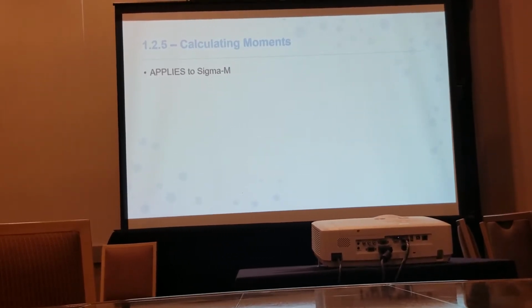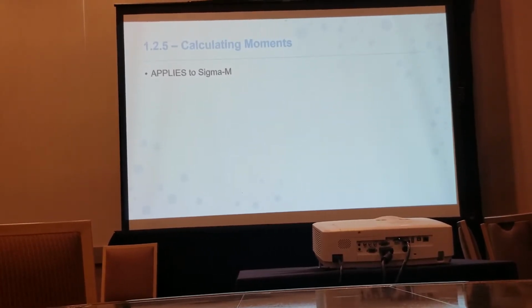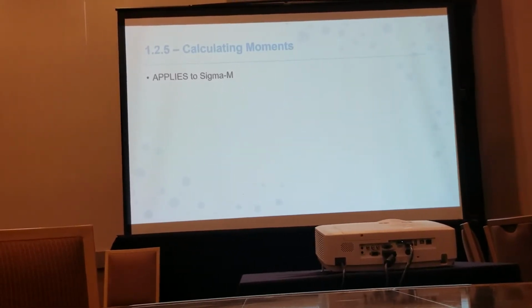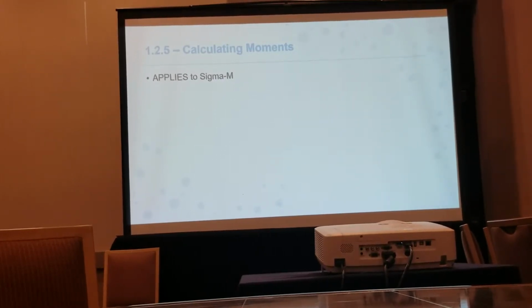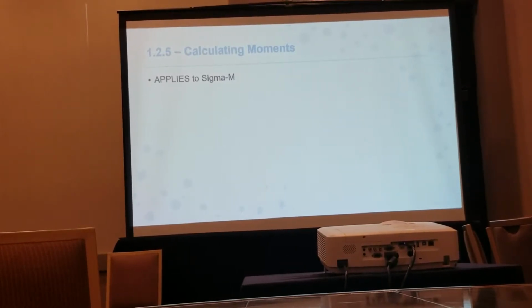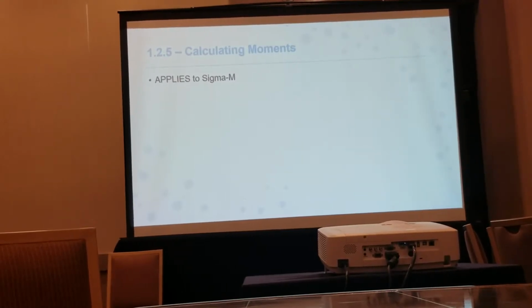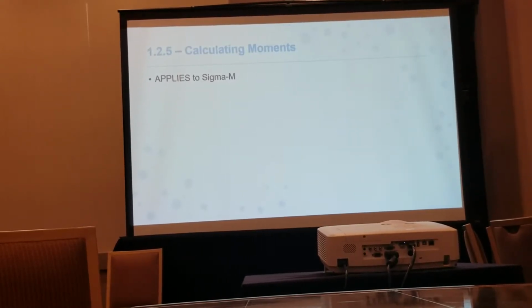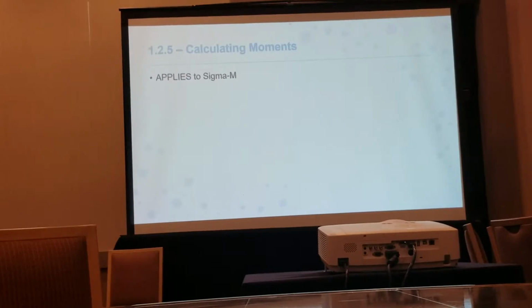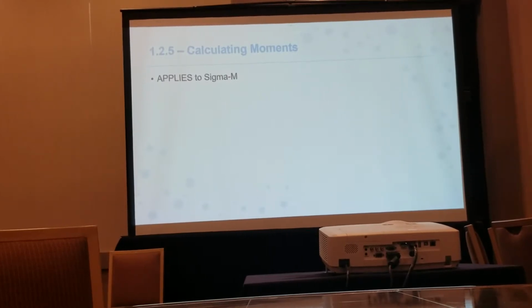Calculating moments applies to sigma M. We've already done this back when we were doing simple machines. But you have to tell them. If you don't, you're going to get one kid who's like, oh dude, this is like levers, man. And you're like, yes, this is exactly like levers. And literally the rest of the class is like, what? No, it's not. I'm like, oh my God, yes, it actually is. It's totally the same thing. It's a weird day.